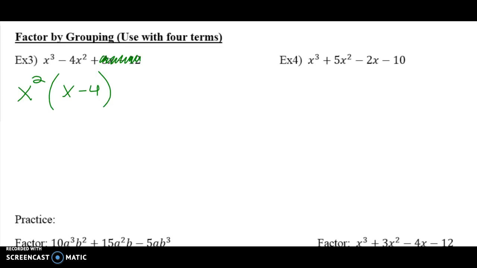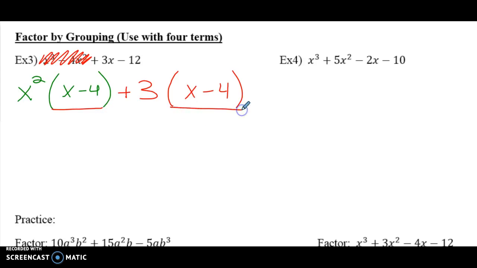Good. Now we're gonna ignore the first half. What is the GCF of the second two terms? 3. So we'll put a plus 3 because it's a polynomial. There's a plus sign. And if you take a 3 away from 3x minus 12, what's left? X minus 4. Yeah. If you do this correctly, there will always be the same thing in both of those terms.